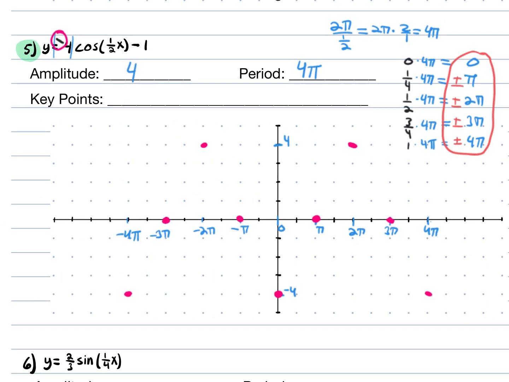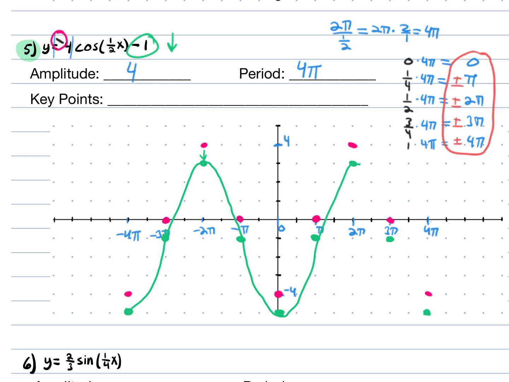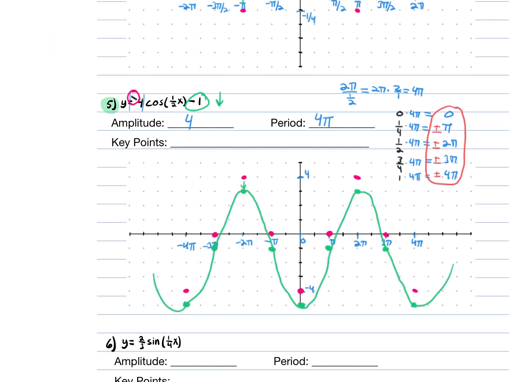What should I do with those numbers now? Good, right? They're going to go down 1 unit. So I'm just going to move them down a single unit. So in green, I'm moving everything down just a single unit. Our amplitude is 4, so it's just going to move down just a smidge. All right, all the way down. And then when you connect the dots, it's going to look something like this. Again, doesn't have to be perfect. All right, it looks something like that.